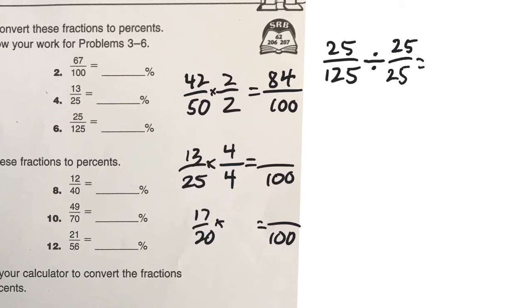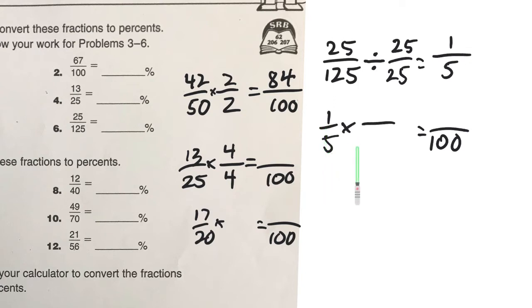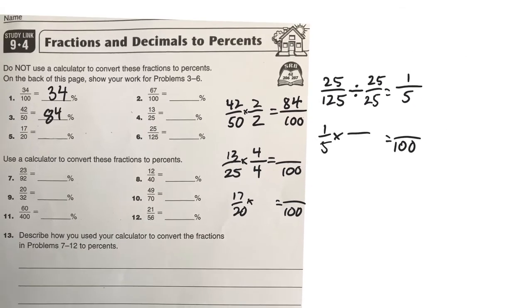So 25 divided by 25 is 1. 125 divided by 25 is, can you do it? Hopefully, if you count by 25s, you could figure it out. 25, 50, 75, 100, 125, it is 5. Okay, but now we need to keep going. So 1/5 times what equals 100? What do we multiply 5 by to get to 100? And then you can finally put that into percent. All right.